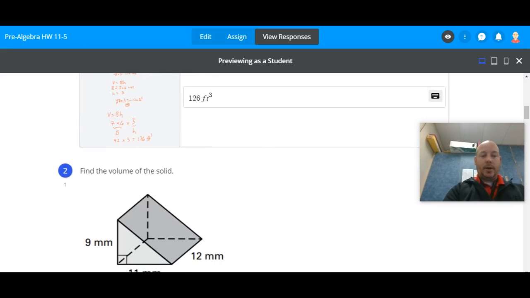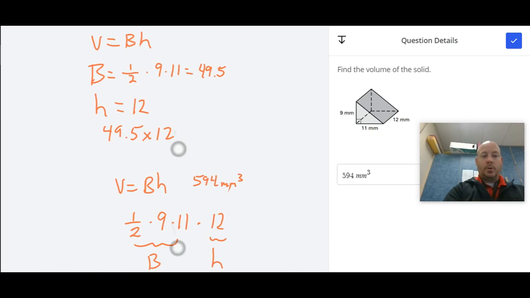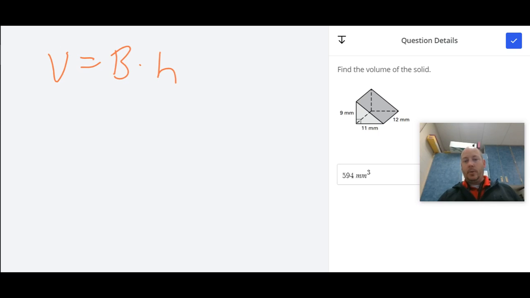Now the second shape we have here is a triangular prism. We're going to follow the same idea: area of the base times the height. The base on a triangular prism is the triangle, right? So for the area of the triangle, we're going to do 1/2, since it's a triangle, half of the base times the height. So half of 9 times 11. That'll get you the area of the triangle.